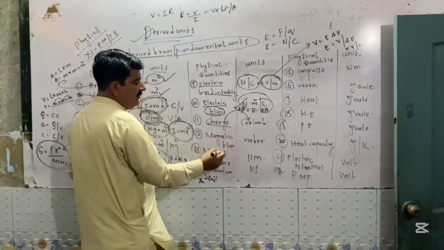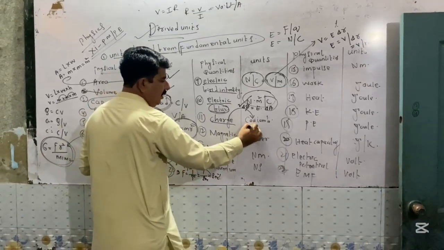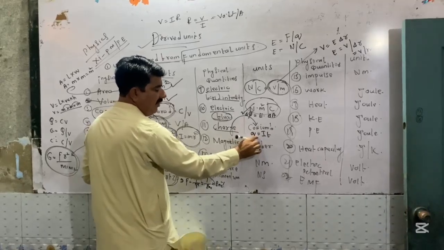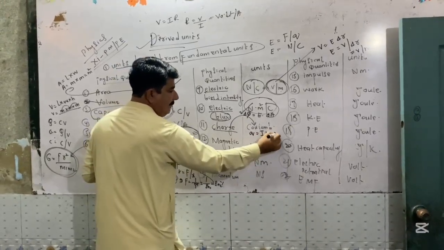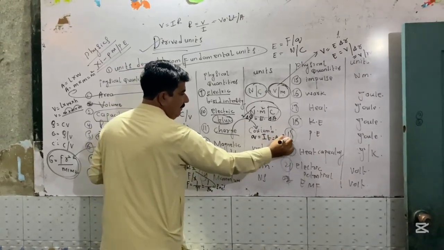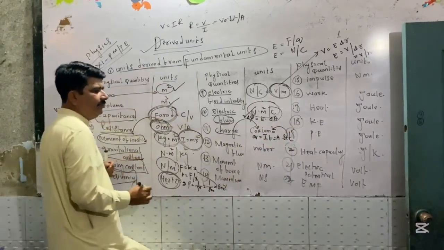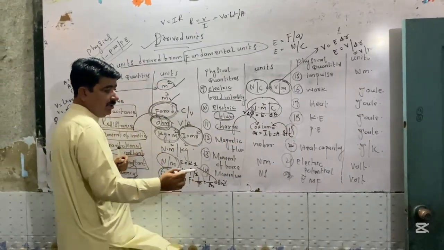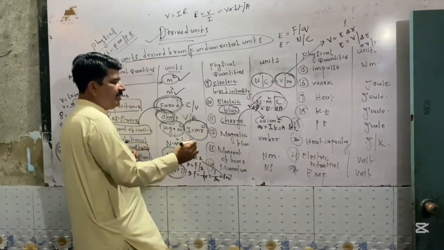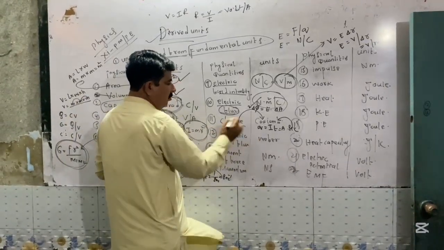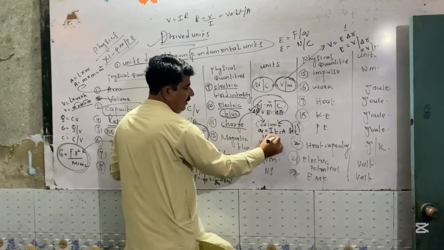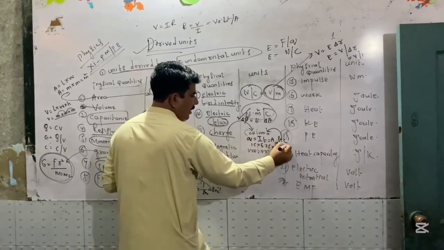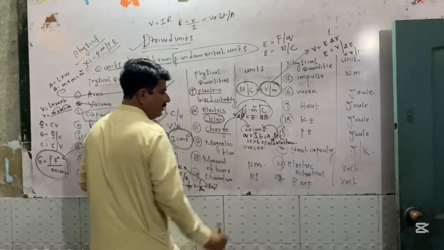This coulomb comes from the formula Q is equal to IT. Q is equal to IT comes from the current formula. I is current in ampere, time is in second, and ampere dot second is equal to coulomb. It means it comes from the current formula, ampere dot second is equal to coulomb. You must know that one coulomb is equal to 6.25 into 10 power 18 electrons. This will be 1 coulomb.